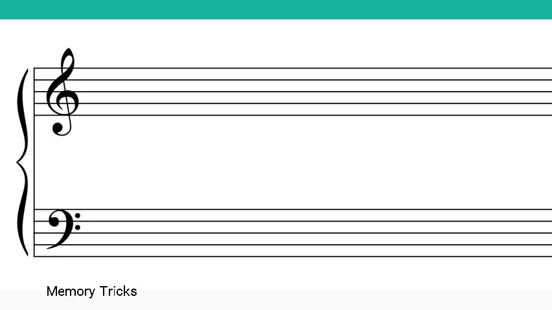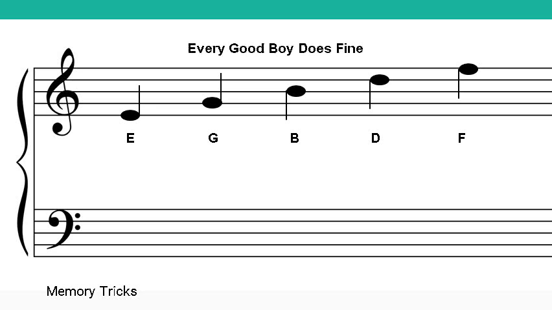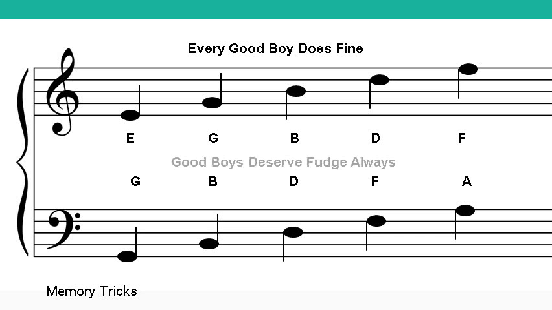Now for the lines, we've got different memory tricks for those. So we're dealing with the treble clef. We have E, G, B, D, and F. This is probably the most famous of these memory tricks, which is every good boy does fine. And for the bass clef, we have G, B, D, F, and A. And the little memory trick for this is good boys deserve fudge always.